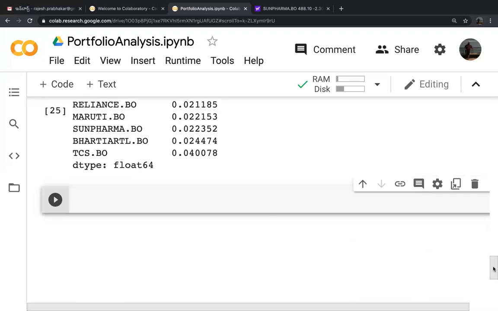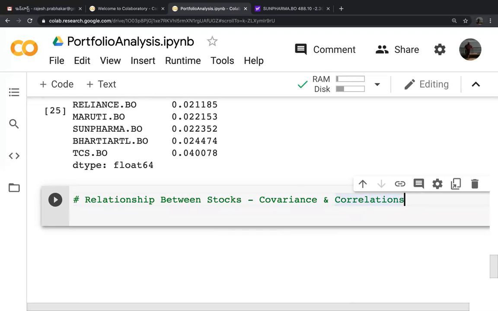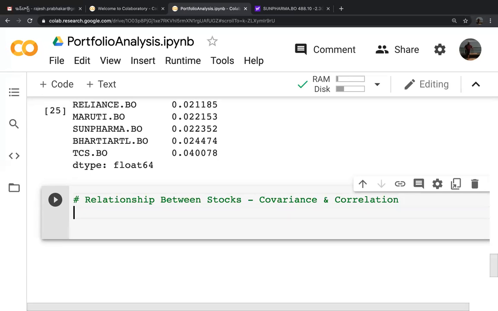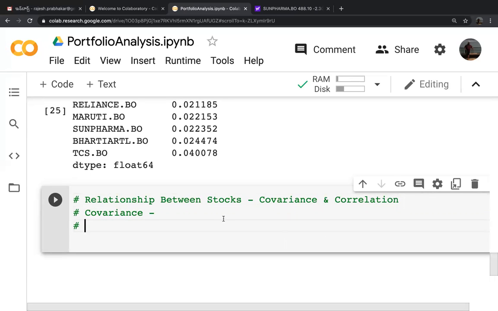Now, after volatility, we have to find the relationship between these stocks, which is based on covariance and correlation. In case of covariance, we always look for whether the value is positive or negative. Positive covariance means what?